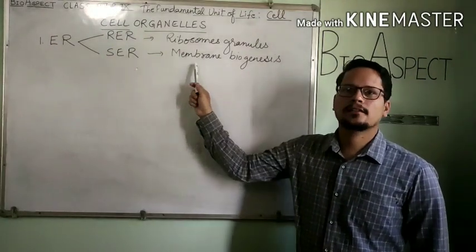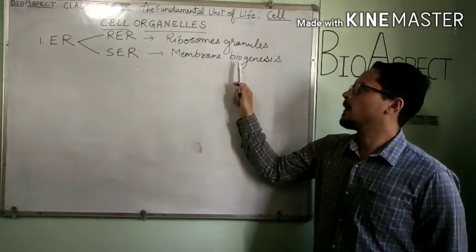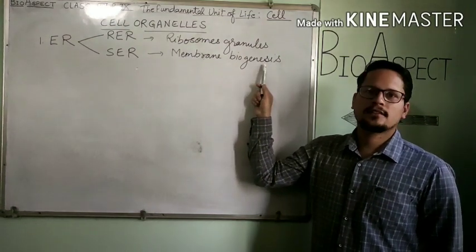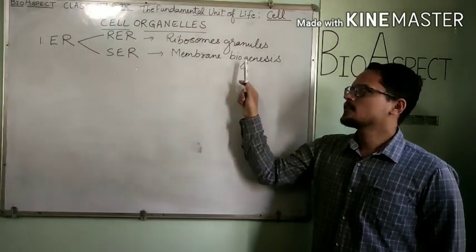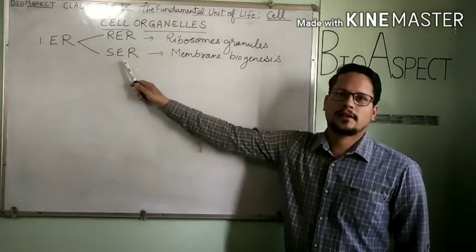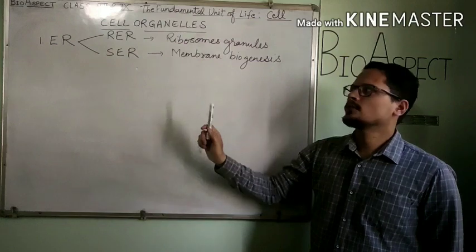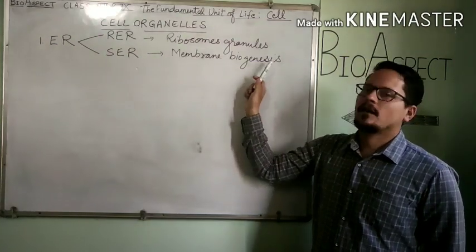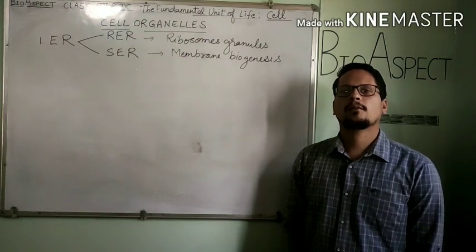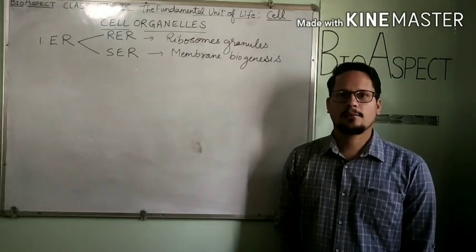Here membrane is the plasma membrane, bio means fats or lipids, and genesis means production. It means the fats and lipids which are produced by smooth endoplasmic reticulum are also useful for plasma membrane production. It means they are helpful in the production of plasma membrane or cell membrane.